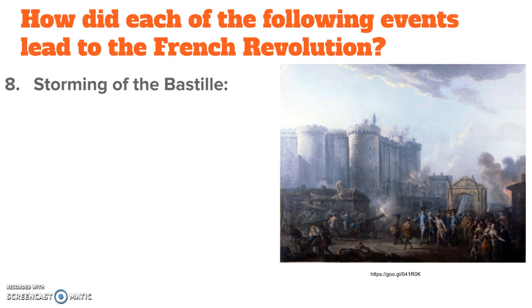Another event that leads to the French Revolution is the storming of the Bastille. The Bastille is in Paris. And with all this stuff going on with the National Assembly, the king is worried that people are getting more and more bold, that they're going to revolt against him. So Louis hires mercenaries. These are soldiers for hire that he pays for. They're not even French. They start to surround Paris.